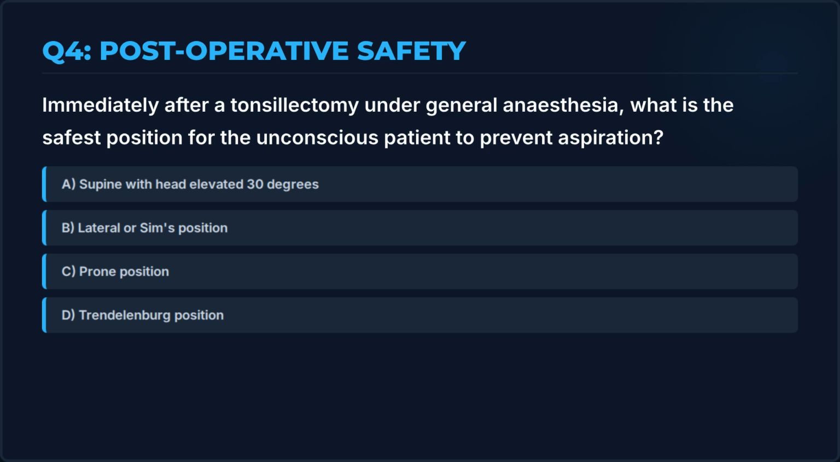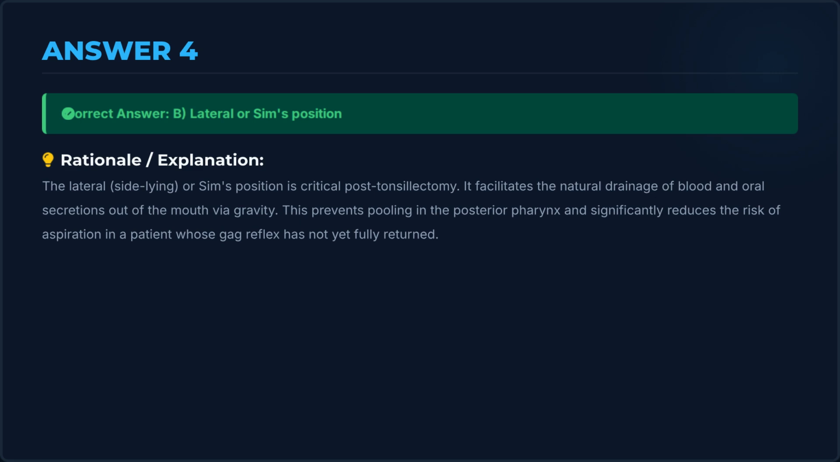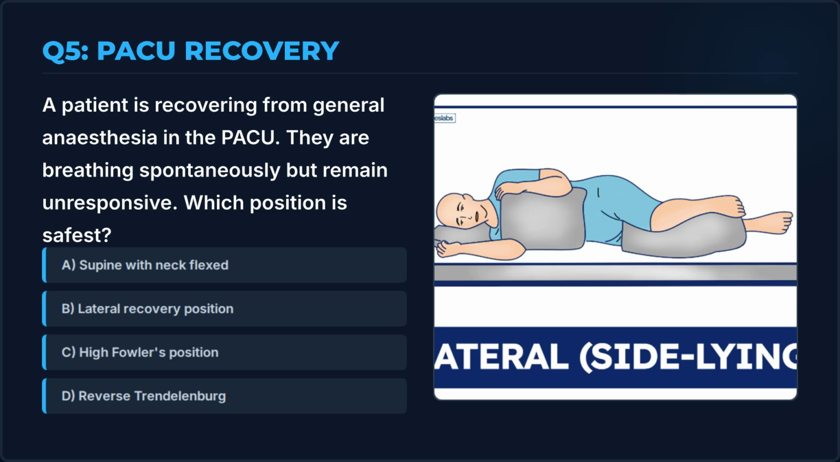Question 4. Immediately after a tonsillectomy under general anesthesia, what is the safest position for an unconscious patient to prevent aspiration? The correct answer is B, lateral or SIMS position. This side-lying position is critical post-tonsillectomy, as it allows gravity to drain blood and oral secretions, preventing pooling and reducing the risk of aspiration.